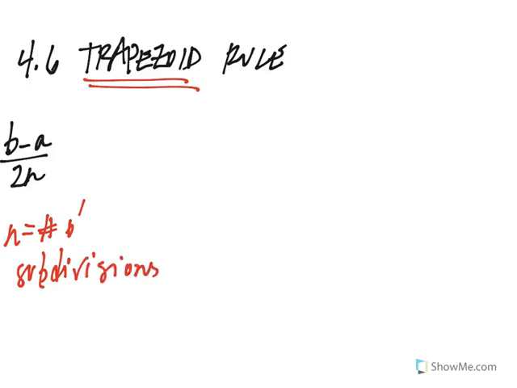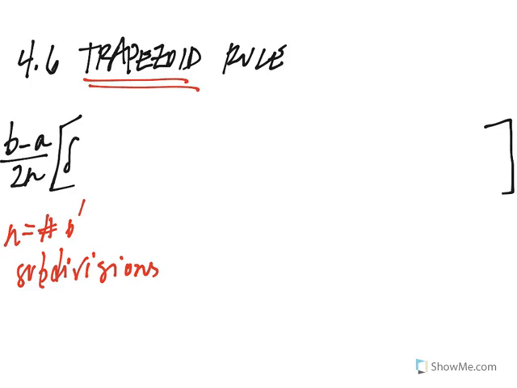The book will give you that. It'll tell you how many subdivisions to break it up into. Obviously, b and a are the endpoints along the x-axis. Now you're going to multiply this by a long sum. So stick with me here just for a second.